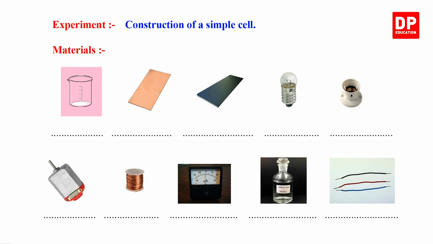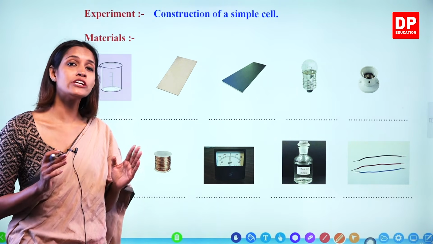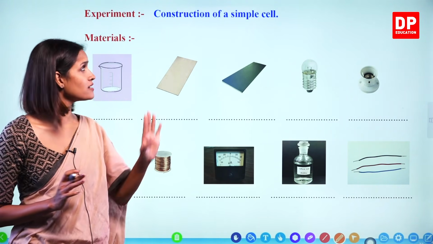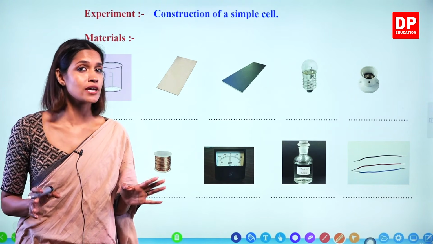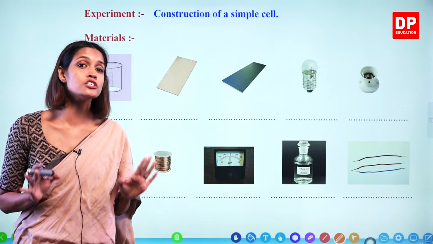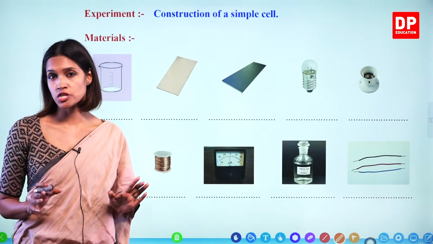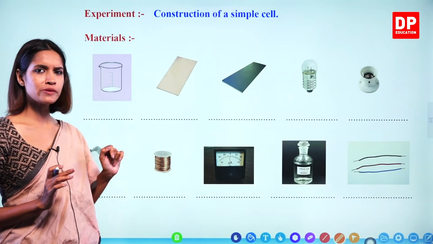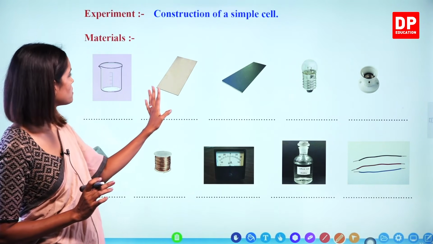Now we have to do another experiment, that is construction of a simple cell. So we are learning about electric cells or chemical cells. I explained that the simple cell is also a type of chemical cell. It means it uses chemical substances to generate electricity, right? So how to do this experiment? We will see what things we need.